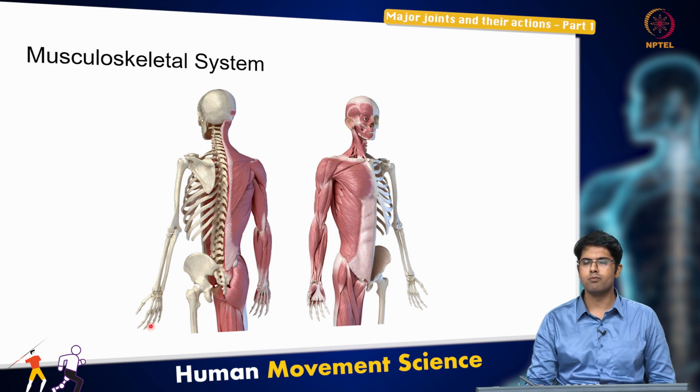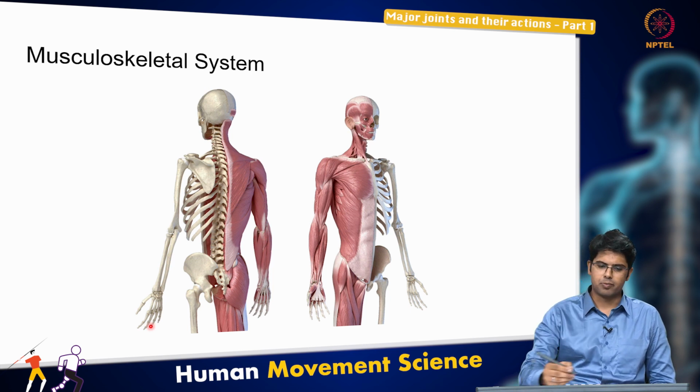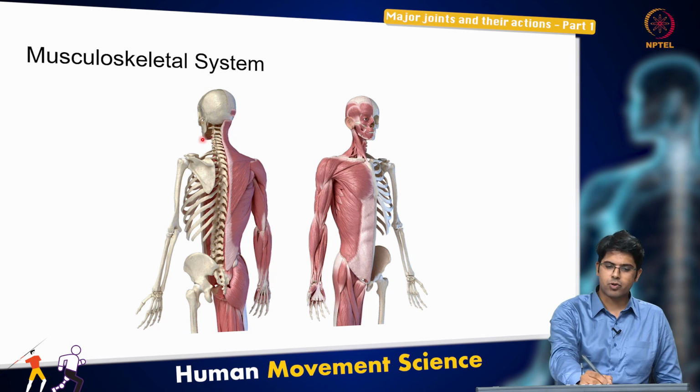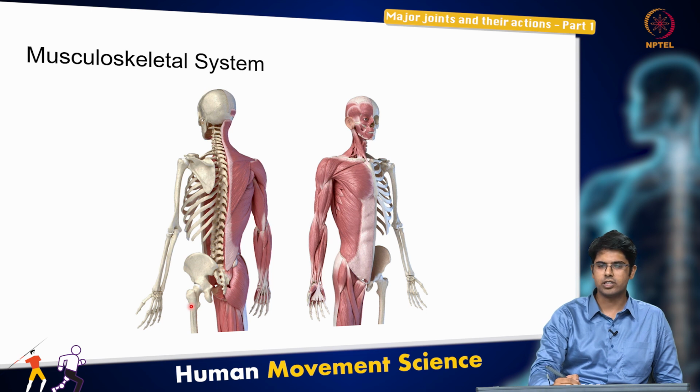Now, from a movement science perspective, we will only look at the joints which are responsible for the main movement of the body involved in daily activities or sports activities. Okay. So we will progress from the top. We will look at the first joint at the top, which is the neck joint. Then we look at the shoulder, the elbow, the wrist joint, the hip joint, the knee joint, and the ankle joint.